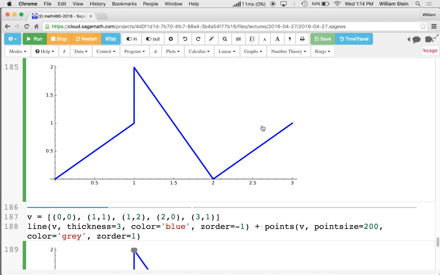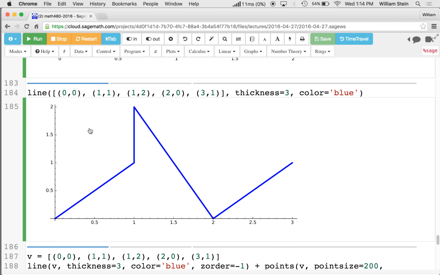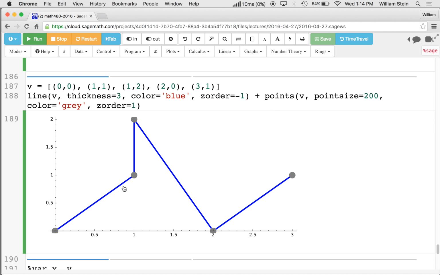I already showed this is the line command. You just give a bunch of points, and it draws a line that goes through them. And if you want to put like little dots at each of the points that it's going through, you can say make the line, and then make points at those points, with a big size and a color, and you'll see that the line goes through those points.